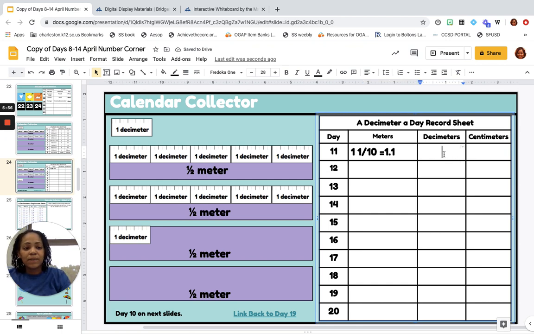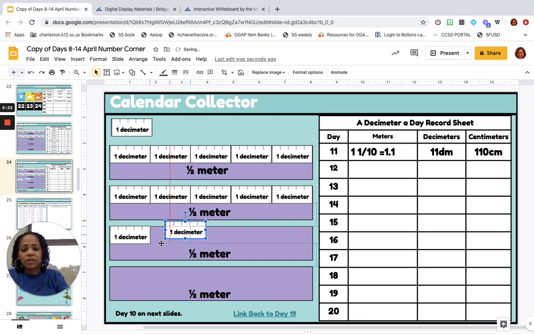So we know that means we have 11 decimeters. And Ms. Trammell kind of already gave you the hint that in order to figure out the centimeters, we are just multiplying by what? By 10. So I have 110 centimeters. Oop, this is decimeters, and that's centimeters. So let's do one more.